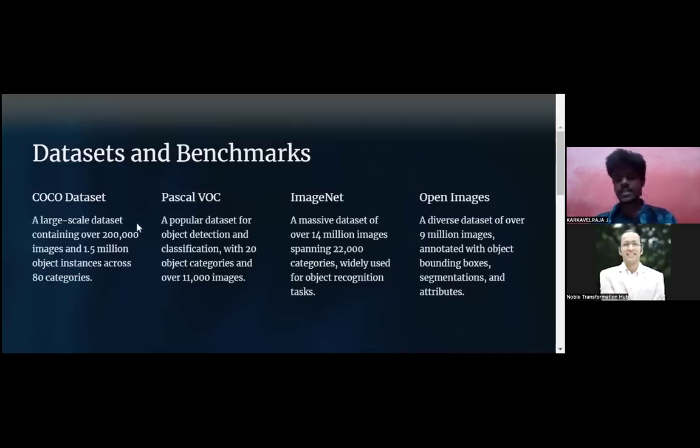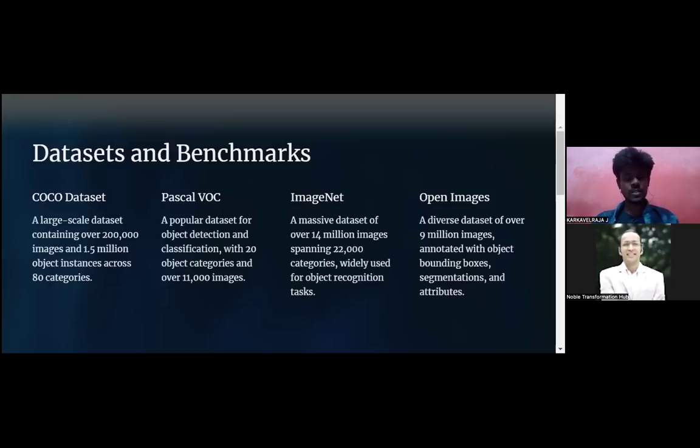First is the COCO dataset. It's a very popular dataset. It's a large dataset containing nearly 2 lakh images and 1.5 million object instances across 80 plus categories, where we're going to have human, something like a ship, and something like a helicopter. There are going to be n number of things available as objects in the COCO dataset. It's like a base dataset.